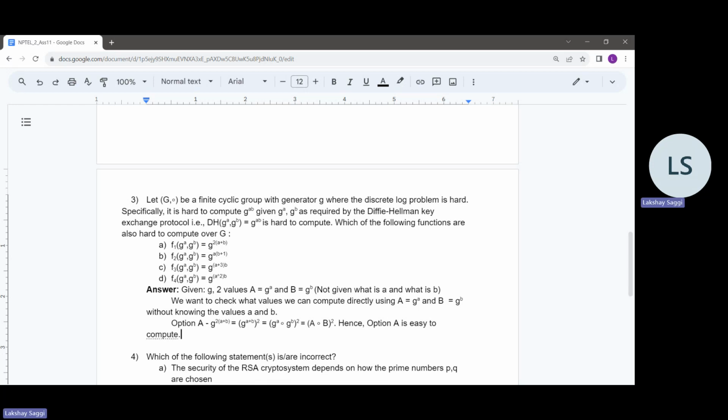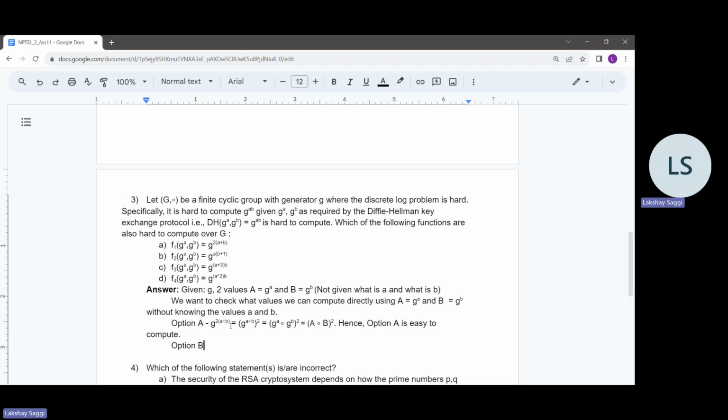Note that easy to compute in what sense? In the sense that for computing the value G raised to the power 2 times A plus B, we won't need to find out the values of a and b. We can directly use the values G raised to the power A and G raised to the power B. If for some example we needed to find out what exactly a and b are, then we would be in trouble and we won't be able to do it directly. So option A is easy to compute.